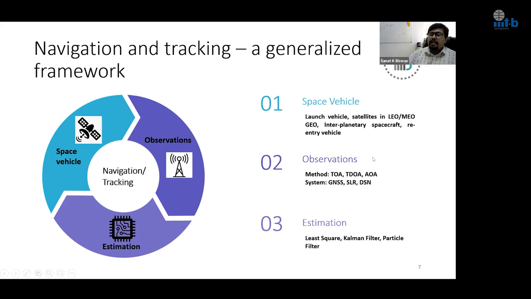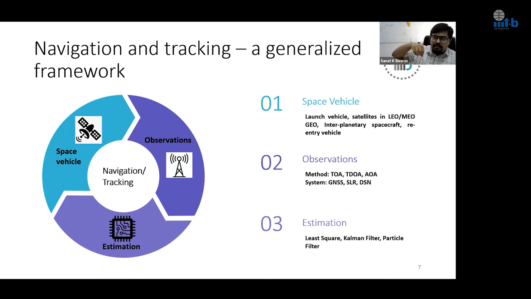And what are the systems used for getting these observations? They are GNSS, as I mentioned earlier, Global Navigation Satellite System, SLR, Satellite Laser Ranging, and the Deep Space Network, or DSN. The Deep Space Network is basically a network of three facilities around the world: one in California, one in Madrid, and another in Canberra, Australia. They are a complex of large radars. Using this network, Jet Propulsion Laboratory, NASA, tracks deep space spacecraft, for example, missions to Jupiter or beyond, Voyager, et cetera. So DSN-based position and velocity estimation is an ideal example of tracking. And when we do it in low Earth orbit using GNSS, then it becomes navigation.